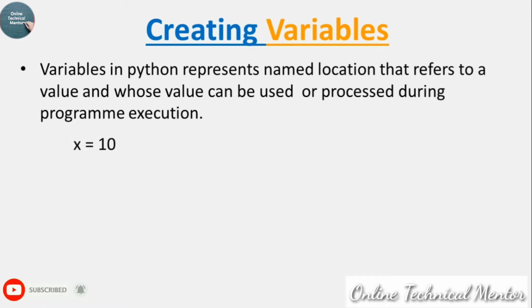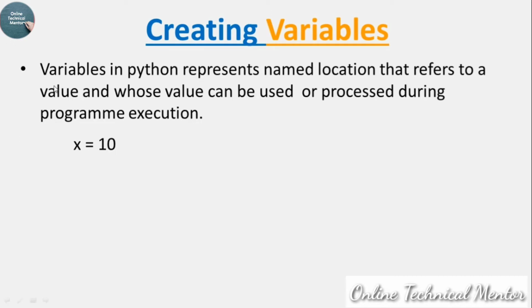It contains some value. Suppose x equal to 10. So that means x is holding this 10 value. Or you can say in another word that 10 is assigned to x. Actually, the value 10 will be stored in some memory location and x variable will point to that location. This is the technique of creating variable in Python.